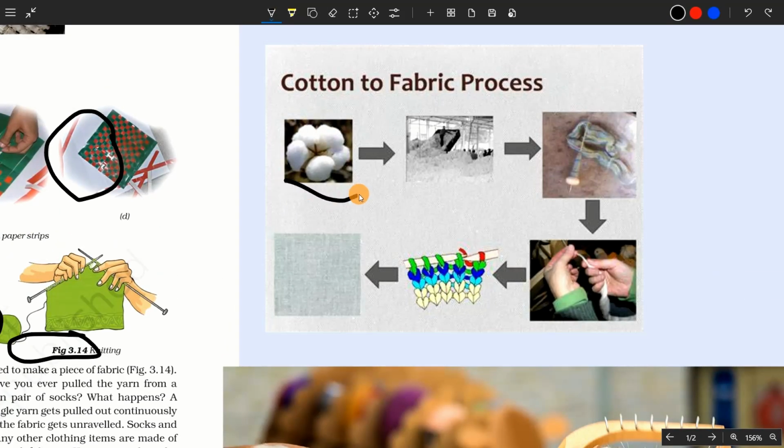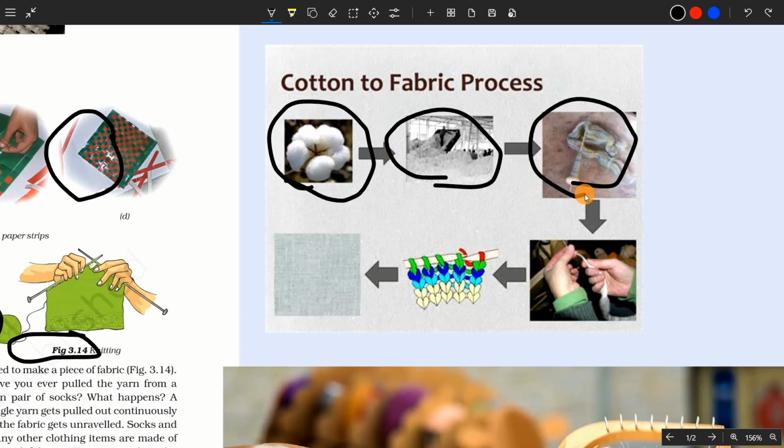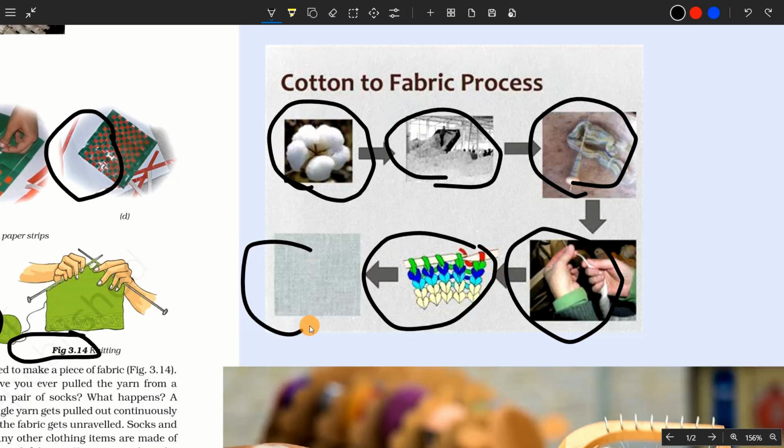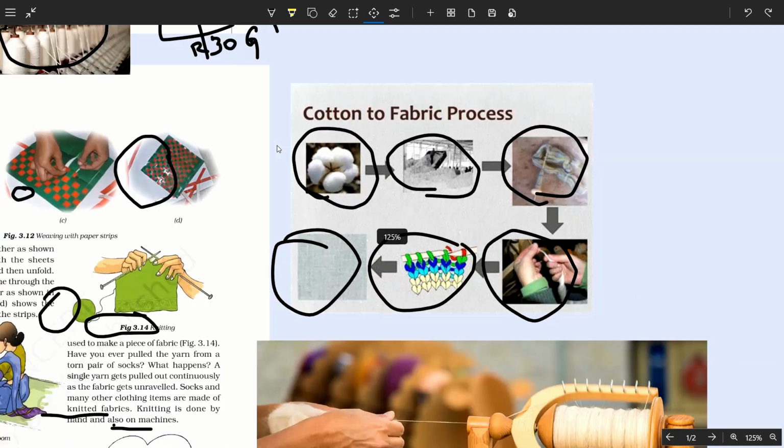First, from the seeds we get cotton. After that, we make a thread, and we get a yarn from that thread. After that, we do spinning. After spinning, we get a fabric like this. After the fabric, we make cloths. This is the process of how we made cotton into fabric. Then we'll move on to the last part.